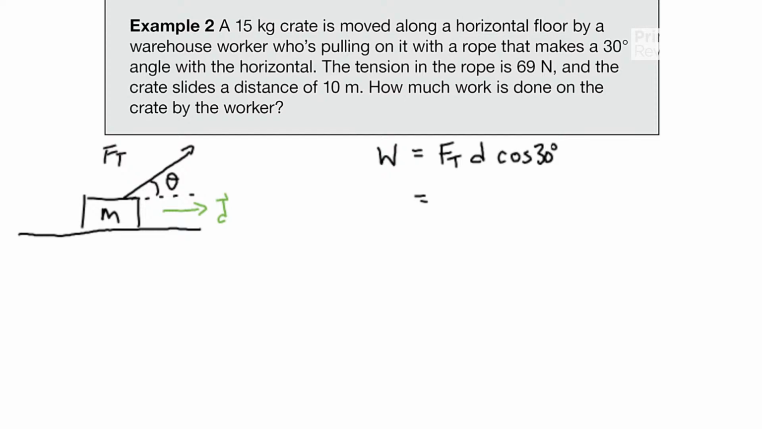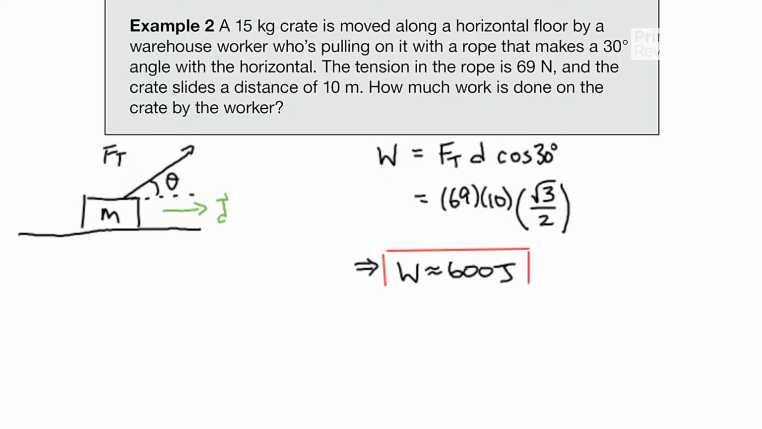So plugging in the values, we've got a number for the tension, a number for the displacement. Cosine of 30 we might know is root 3 over 2. Of course, you've got a calculator to work through all of this. And when we work this out, what we'll find is our work is about 600 joules. And that's how we can calculate this value of work.